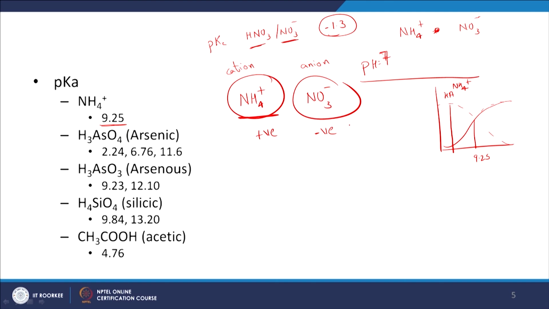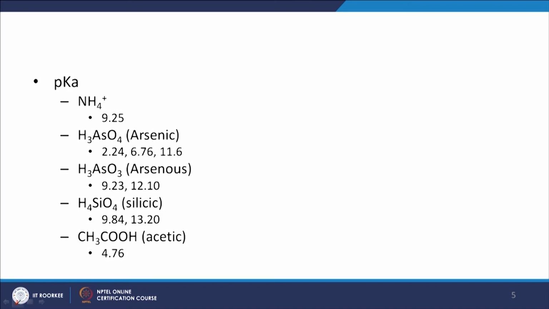So what does that mean? The soil can hold on to NH4 plus, but not onto NO3 minus. So in general the farmer would be better off applying ammonium rather than nitrate for his source of nitrogen. So that is what we have just observed. Let us move on to the next example here, please.